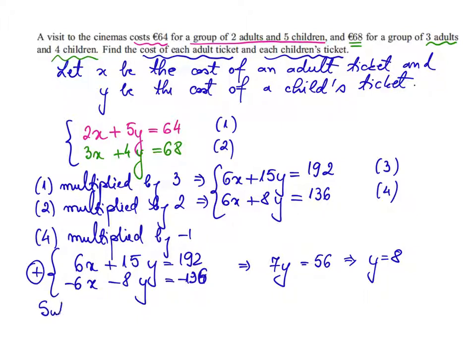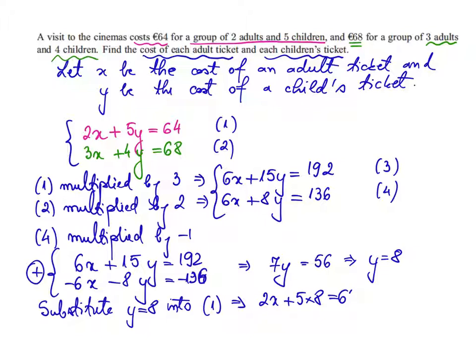Now I substitute y equals 8 into, none of them is very simple, so I'm going to substitute into 1, for example, which is up there, and I get 2x plus 5 times 8, because y is 8, equals 64. So therefore 2x plus 40 equals 64. Take away 40 from both sides. So 2x equals 24, divide by 2, so x equals 12.